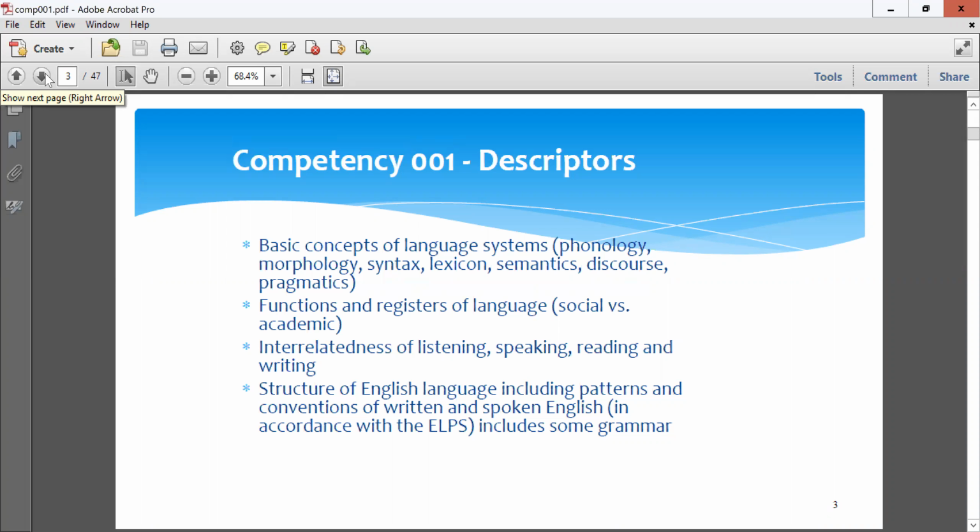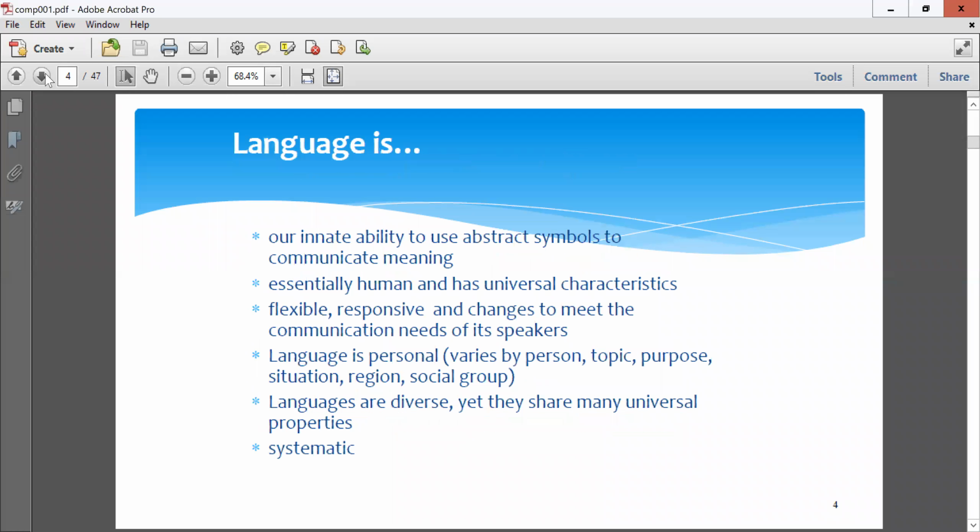The ELPS are the English language proficiency standards and do include some grammar. So for those of you who teach English, this is not usually an issue for you. If you teach the lower grades and you do language arts, you probably are familiar with many of these. If you are not, or you teach a content area, then this is going to be a competency that you will need to do more studying with because you won't be as familiar as some of the other people. So competency 1 is one of the longer competencies.